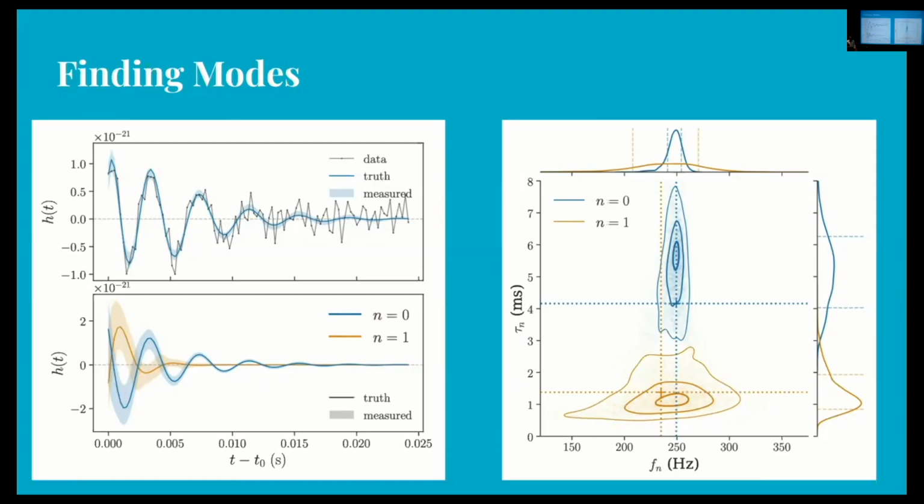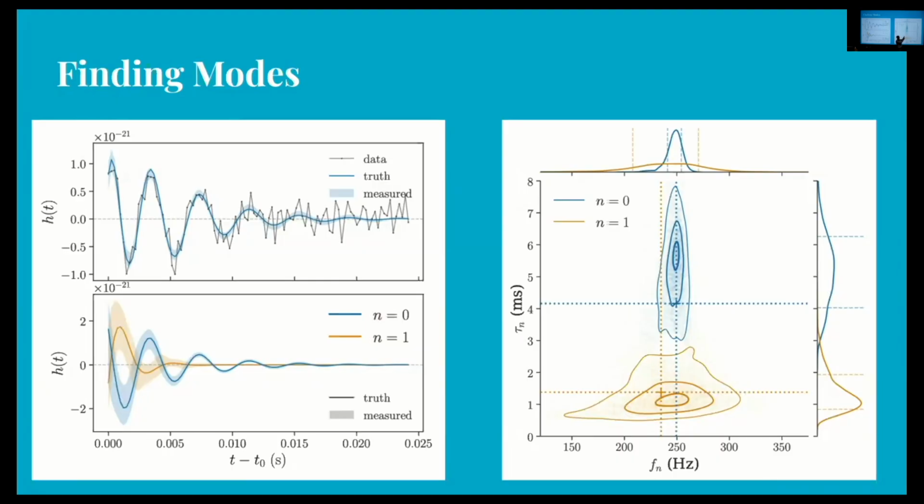Colin? Yeah, sorry, I just wanted to ask, to prevent the label switching, you said you required that the damping time of the overtone be shorter. Did you have to put any sort of window around that, like that the damping time had to be 10% larger than the fundamental's, or not in this circumstance, because they're generally so far apart that they never bang up against each other? And that was just because the SNR was high enough.